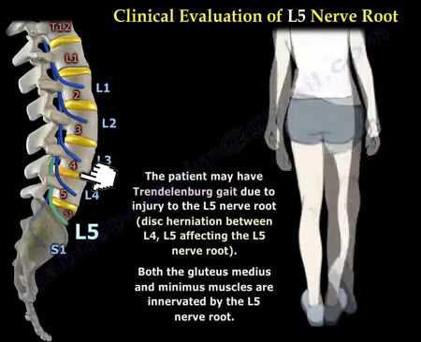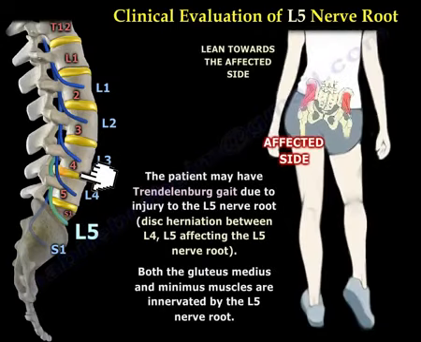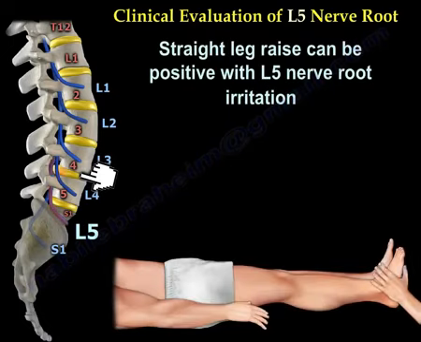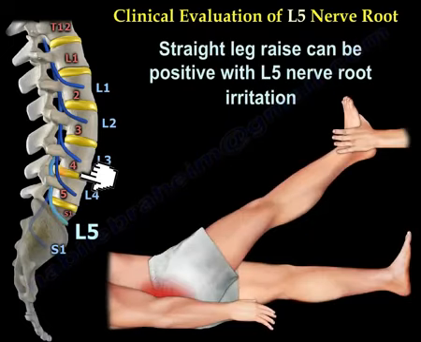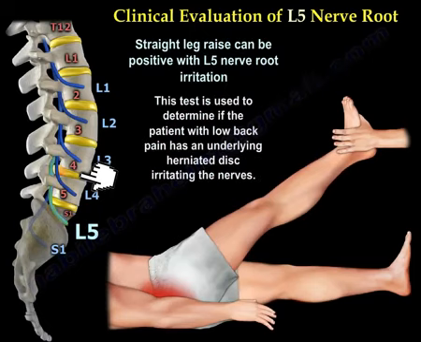They can give you a Trendelenburg gait. That's an L5 nerve root, gluteus medius and minimus. Because a disc herniation between L4 and L5 will affect the L5 nerve root, both muscles are supplied by the L5 nerve root. Straight leg raise can be positive when there is irritation of the L5 nerve root. This test is used to determine if the patient with low back pain has an underlying herniated disc irritating the nerves.